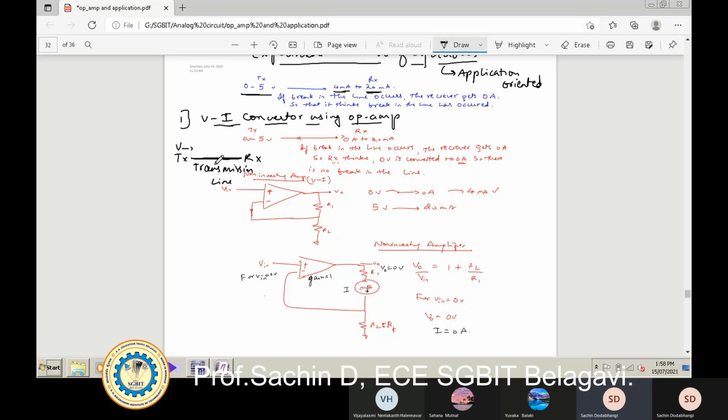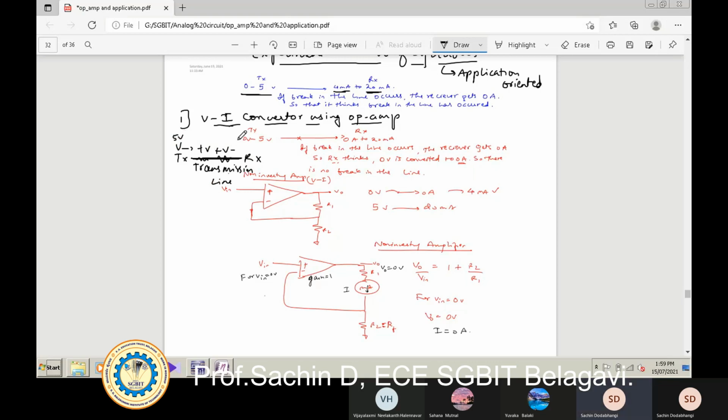A wire, or transmission line, consists of some resistance, and if there is resistance, there will always be a voltage drop, plus minus. Suppose I am sending 5 volt here. This 5 volt will not be received as exactly 5 volt at the receiver side. It will always receive less than 5 volt.